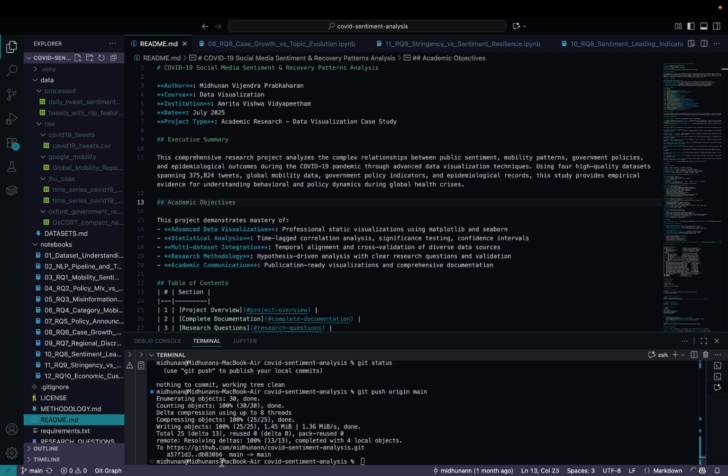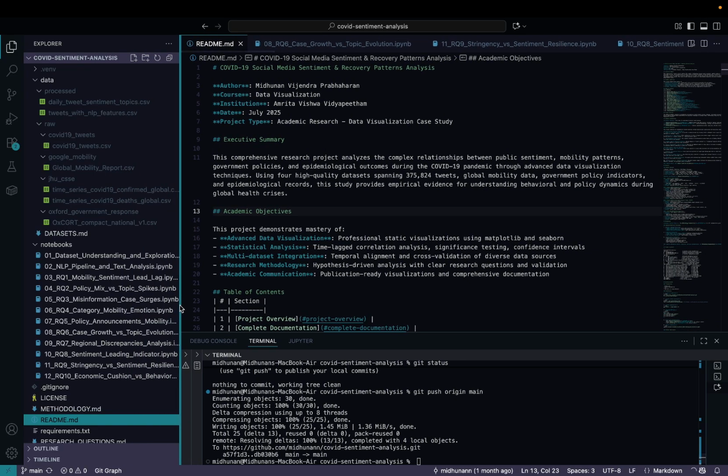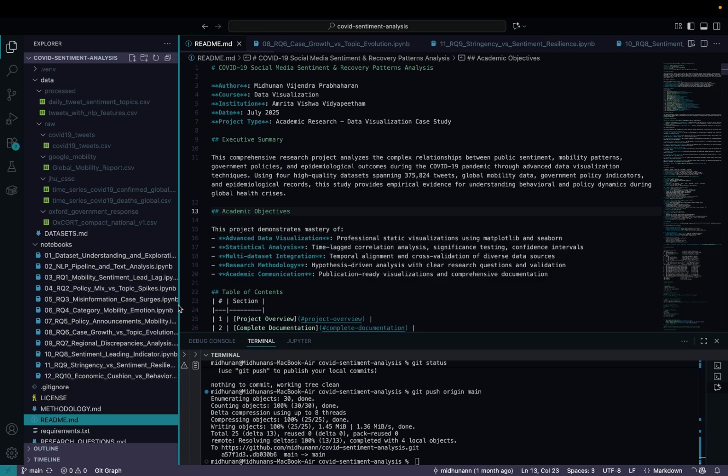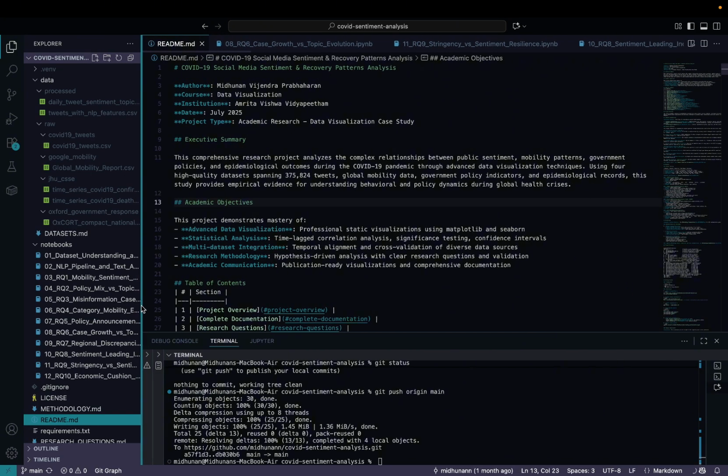This is my data visualization case study part 2, where we will be discussing question number 6 to 10. In this case study, we have already discussed question number 1 to 5, where we discussed very important questions related to mobile sentiment lead, policy mix, topic spikes, and a lot of other questions as well, which had individual representation for each of the questions. So I hope that answered the previous questions.